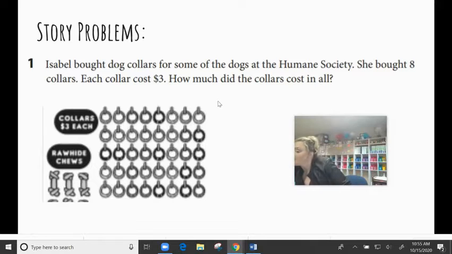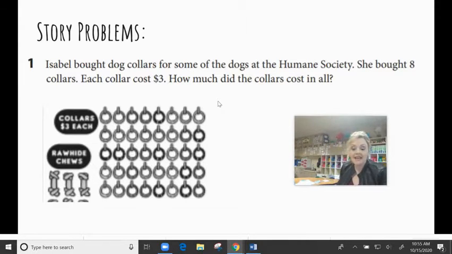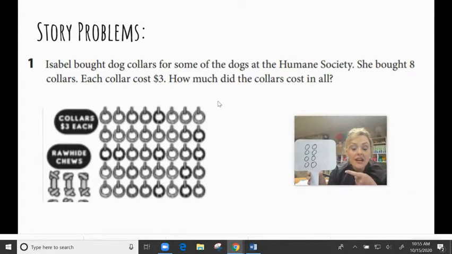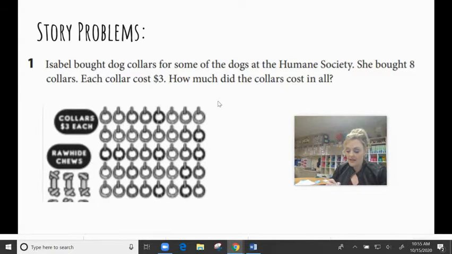So on your paper, you would need to make an array or make a picture of 8. So I'm just going to do 1, 2, 3, 4, 5, 6, 7, 8. So I'm just going to make a quick array just like this. And then in each circle, I'm going to remind myself that each collar costs $3. Okay, so 3, 3, 3, 3, 3, 3, 3, 3. All right, there's my picture.